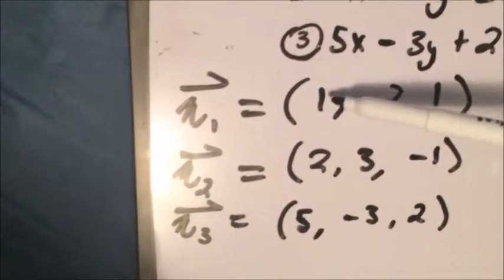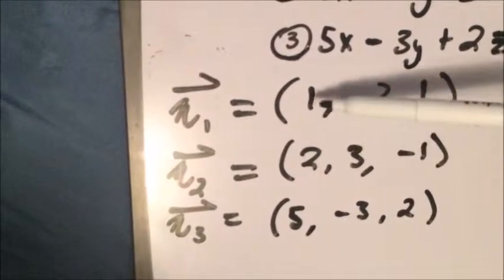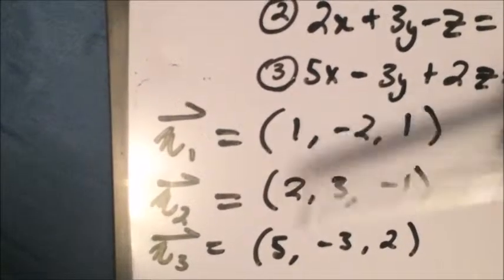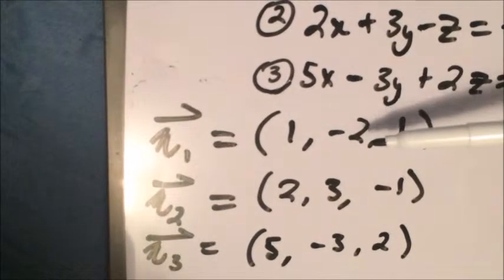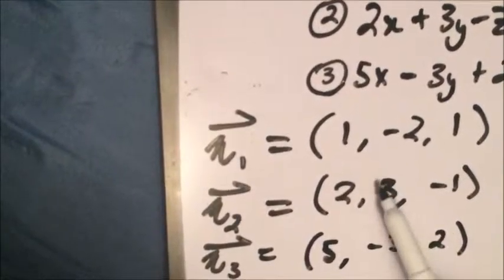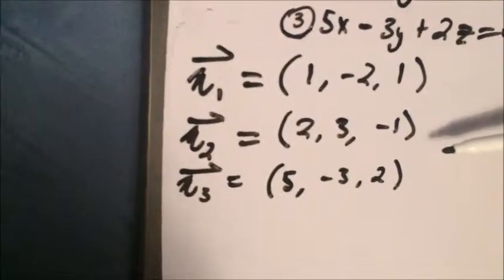So to get from this number to this number, we're going to have to multiply this by 2. Okay, that works, I guess. -2, but -2 times 2 would be -4. But here we have a 3. So we know that n1 and n2 are not scalar multiples of each other.